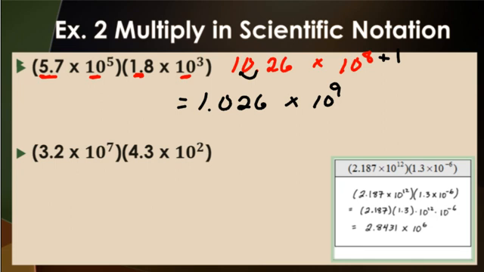The bottom one, 3.2 times 4.3. So 3.2 times 4.3, I have 13.76.